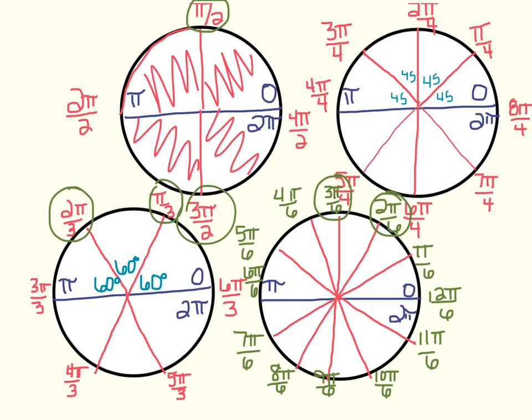By the way, your angle markings here would be if I took 180 degrees and divided it into 6 pieces. 180 divided by 6 is 30. So each one of these marks is 30 degrees. Okay, so if you're cutting every 30 degrees, you're going to cut at 30, you're going to cut at 60, you're going to cut at 90.